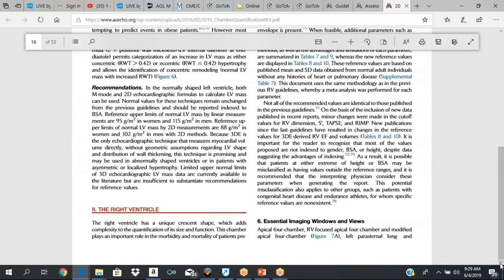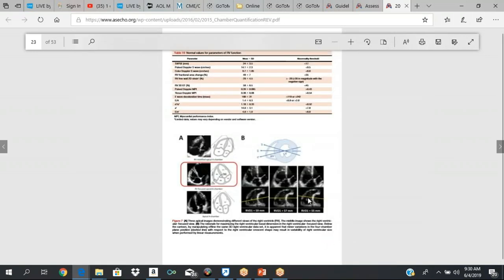Essential imaging windows when you're doing right heart assessment. Apical 4 with an RV focus, apical 4 chamber view. So this is an apical 4 chamber view, but you modify your view to look more on the right side. So we call it an RV focus view. Okay, just a modified apical 4 chamber view. And so you want to look at the RV structures.